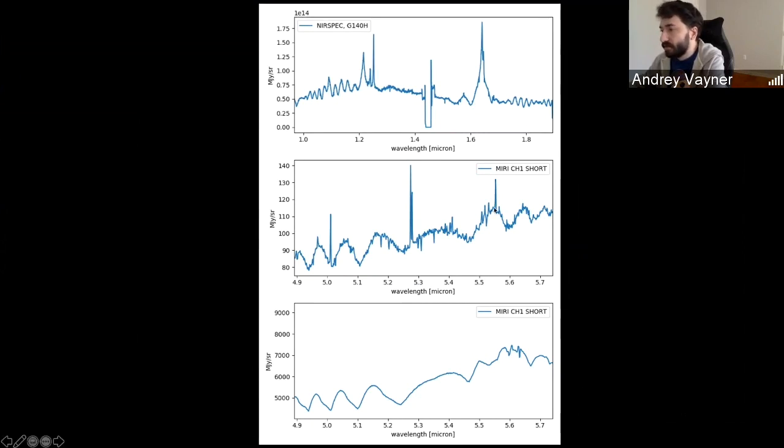You can see it also in MIRI. This is the middle panel here. This is the short wavelength of MIRI going from 4.9 to 5.7 microns. And the same thing here, but looking at a different spaxel. You can see that in these two cases, it's supposed to be a relatively flat continuum without many features in it, but the spectrograph introduces these in the data.